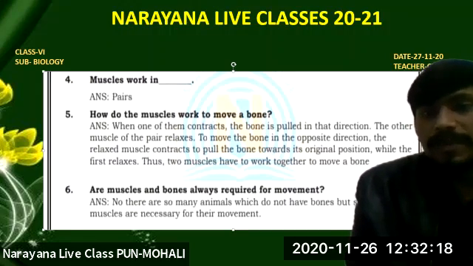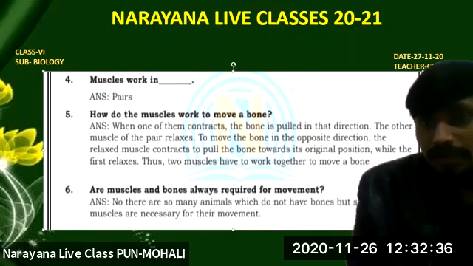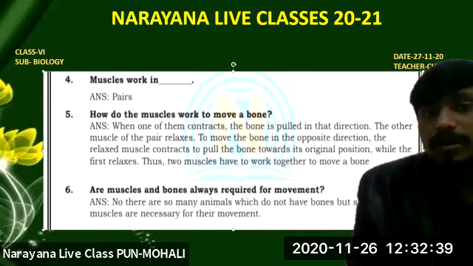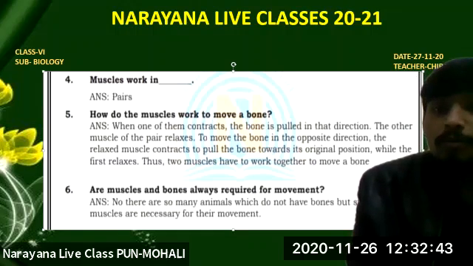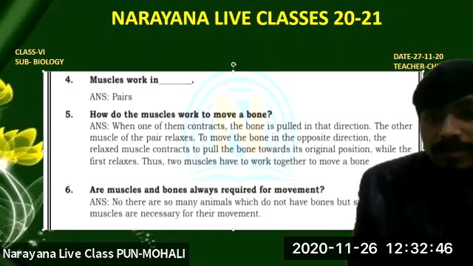So one muscle will contract. As the contraction of one muscle, the bone lifts, the bone moves, and automatically from the other end, the opposite one more muscle relaxes. Because of its relaxation, it starts pulling back. So both the contraction and relaxation of the muscles make the bone move.